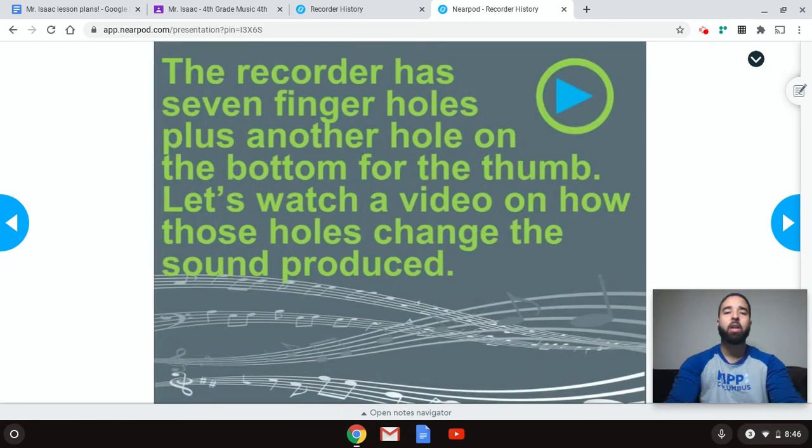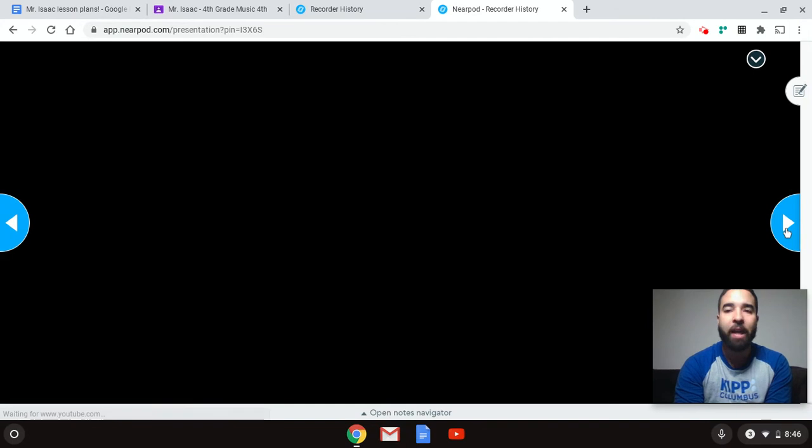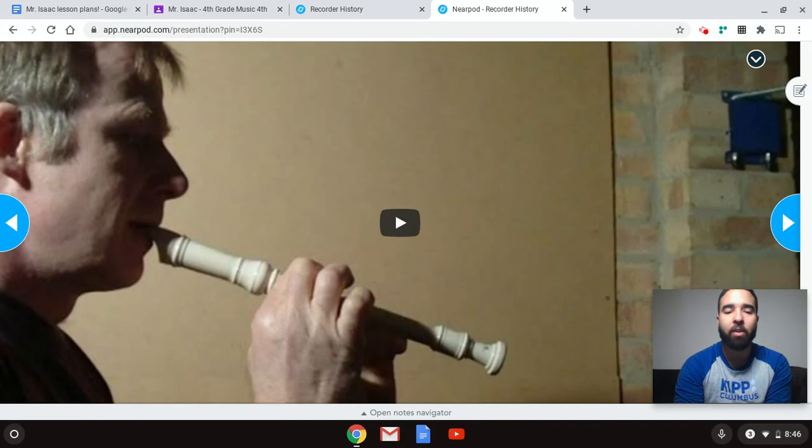Moving on to the next slide. As I just said before, the recorder has 7 finger holes plus another hole on the bottom. We're going to watch a video on how those holes change the sound produced. So when we put our finger on a new hole, a new sound comes out, a new note, which is what we've been learning in the treble clef. A new note is played. Watch this video.